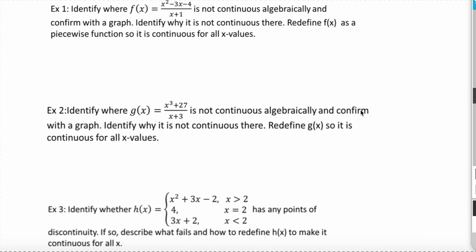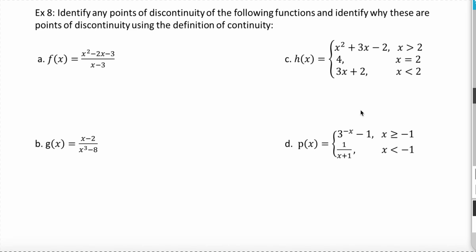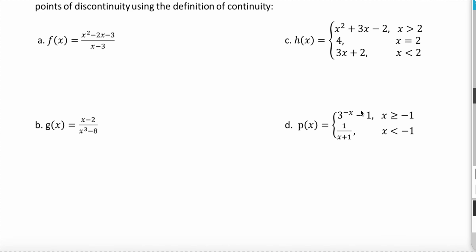Hold on one second. Wait a minute. We want to skip this one. I already used this one. I thought so. Man, I got a couple typos in here, got to fix.